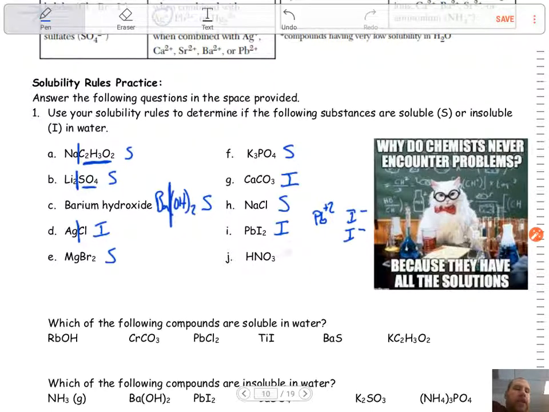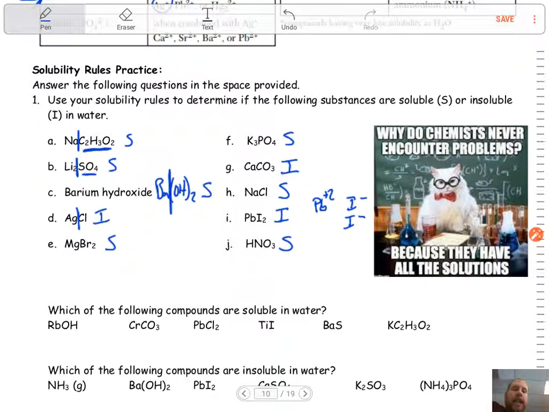HNO3, this is nitric acid. That is soluble as well. So your task now is to go through, circle which of the following compounds are soluble in water for the first problem, and then which are insoluble in water, and then you can check your answers in person.